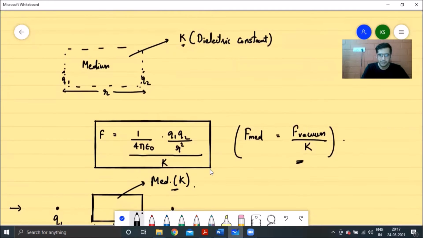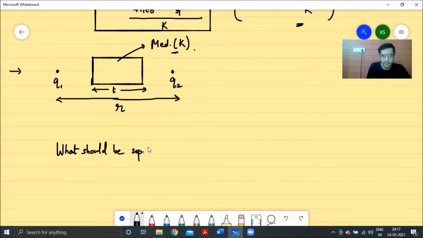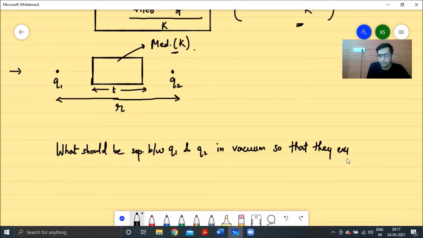So here let's ask ourselves this question. What should be the separation between Q1 and Q2 in vacuum so that they experience the same force as when in a medium of dielectric constant K?